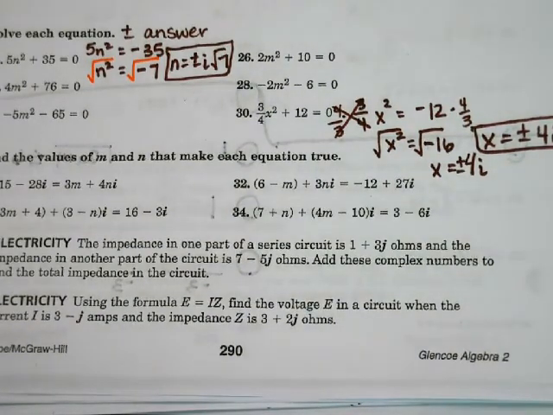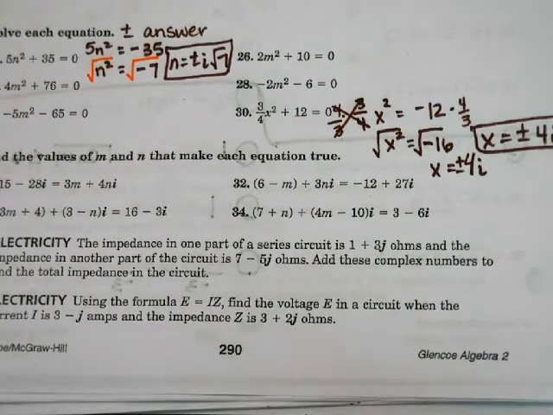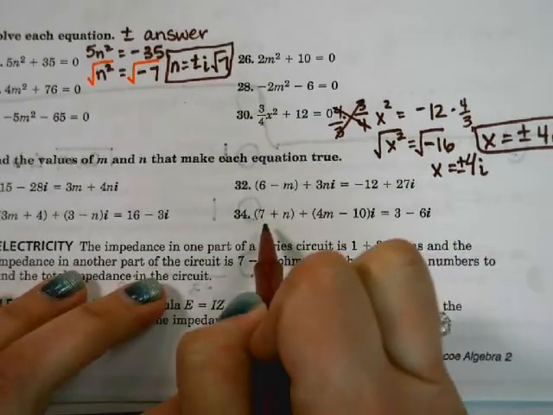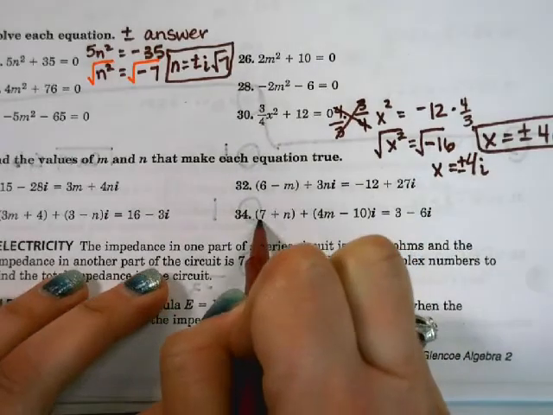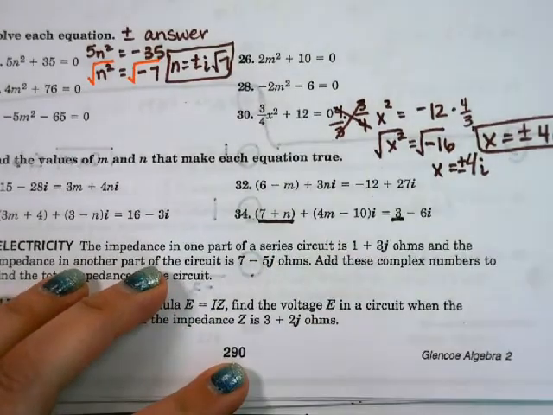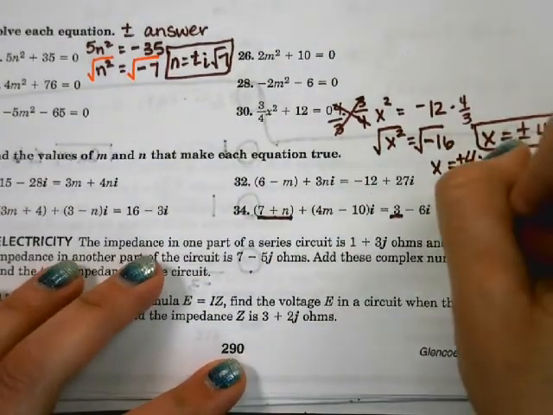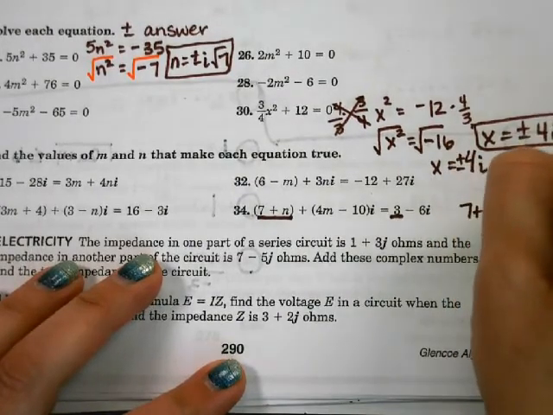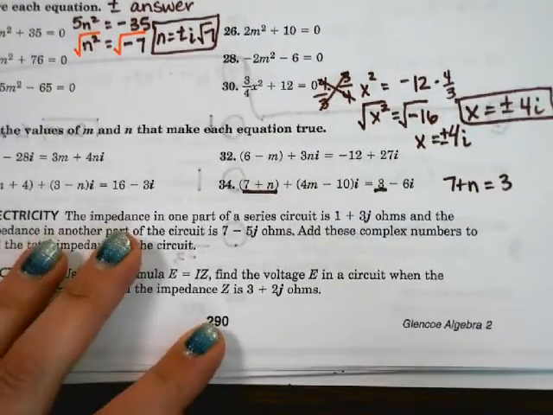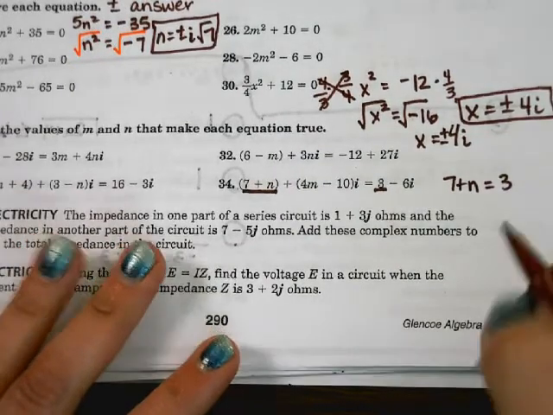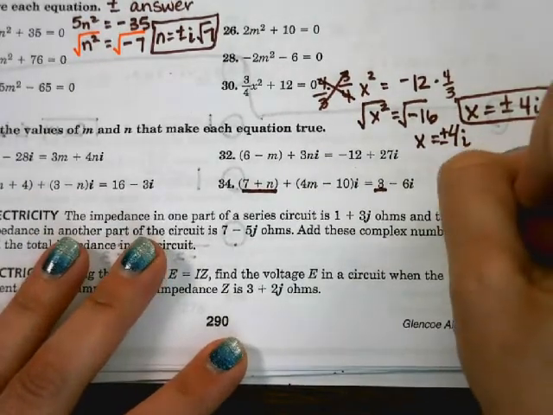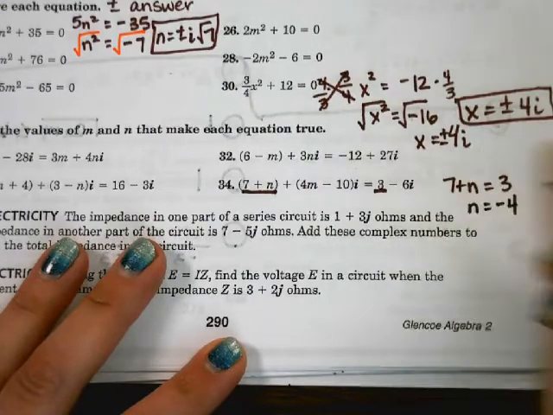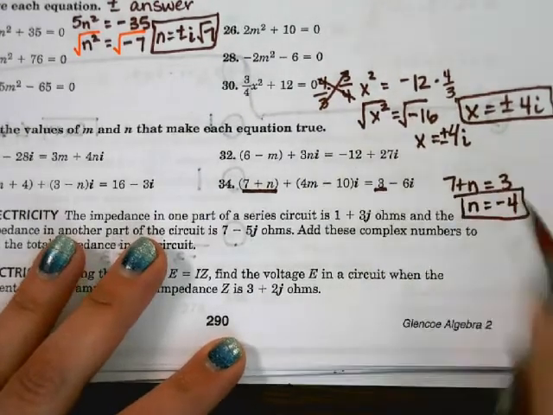Matthew. 34, you bet. Okay, so 34 says find the values of m and n that make the equation true. All right, so I'm looking for real parts. This guy doesn't have an i and the 3 doesn't have an i. So I'm going to set 7 plus n equal to 3. So when I subtract 7, n is equal to a negative 4. So that's the first part.